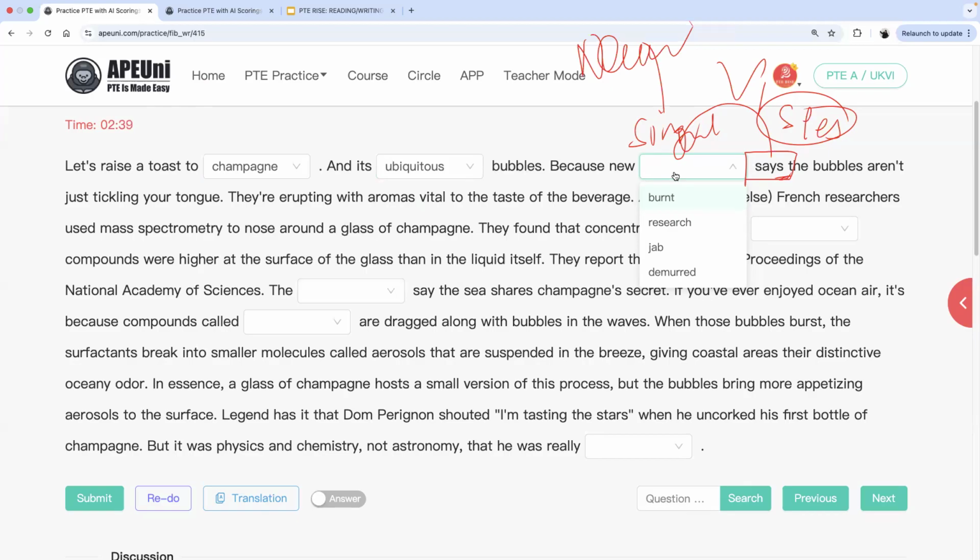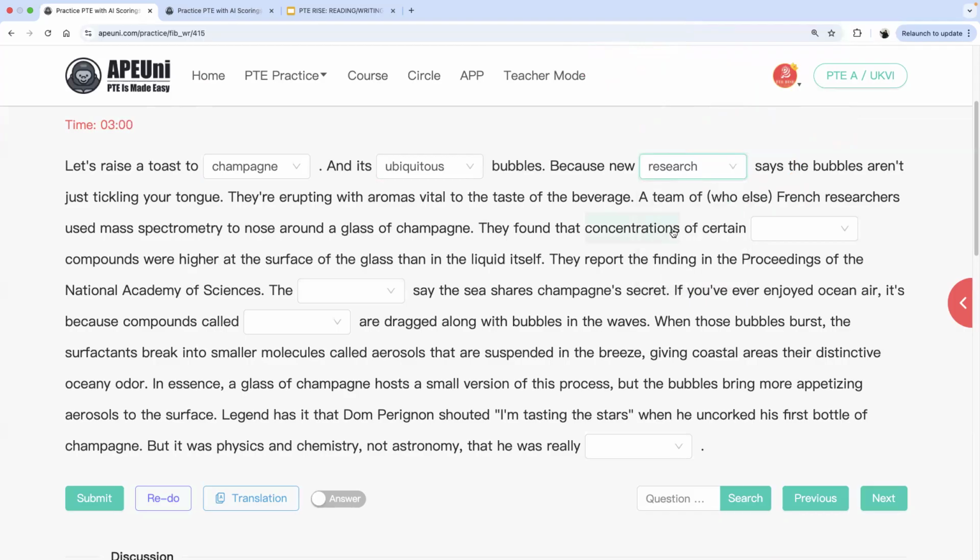Actions? Burnt. What is burnt? That's an action. Burn, burning, burned. Burnt. Action, cancer. Right? And anyways, if you go standard, because new research says, isn't that simple? Even if you don't go into grammar, it's simple. Sometimes you look at the options, your heart will say, this is the answer. Go with it. It's always right.